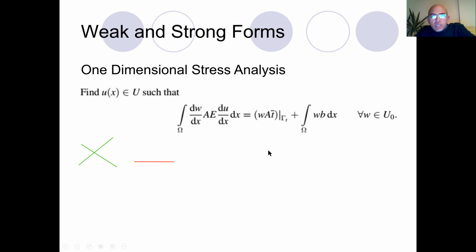Therefore, we can have the weak form as the integration of dw/dx multiplied by the area multiplied by the Young modulus, du/dx, and that's equal to wA multiplied by the traction at stress boundaries plus the integration of the distributed loads in the domain, for all values of w, which is a member of U0, which is defined previously. So U0 is the function space.